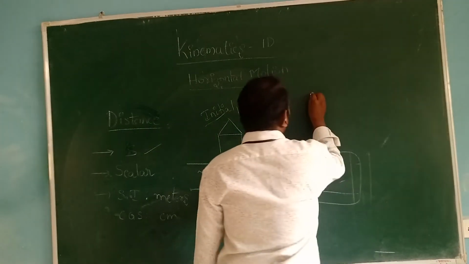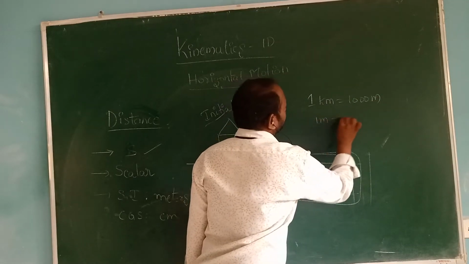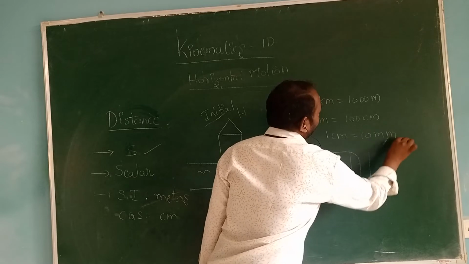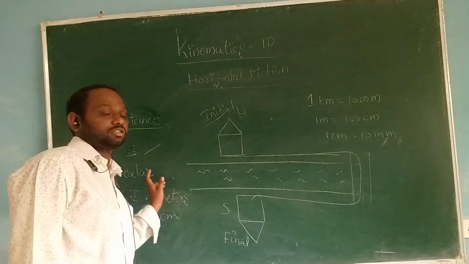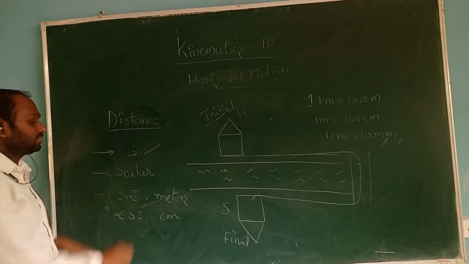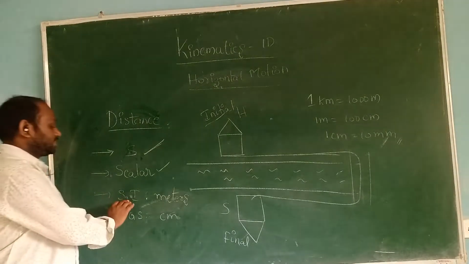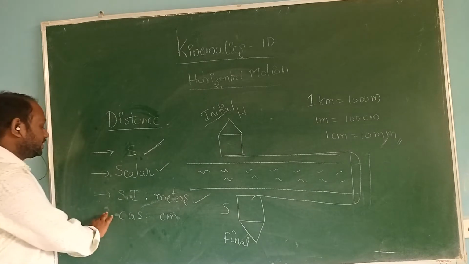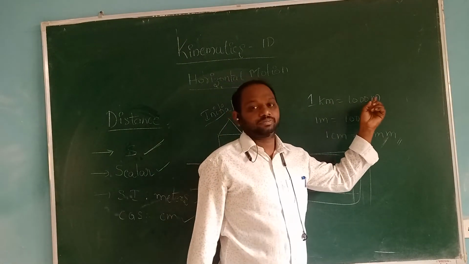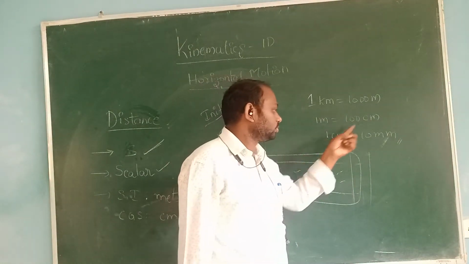So see here, 1 kilometer is equal to 1000 meters. 1 meter is equal to 100 centimeters. 1 centimeter is equal to 10 millimeters. These are a few points about distance. Distance is represented by the letter S, and it is a scalar quantity. The SI unit of distance is meters. The CGS unit of distance is centimeters. 1 kilometer is equal to 1000 meters, 1 meter is equal to 100 centimeters, 1 centimeter is equal to 10 millimeters.